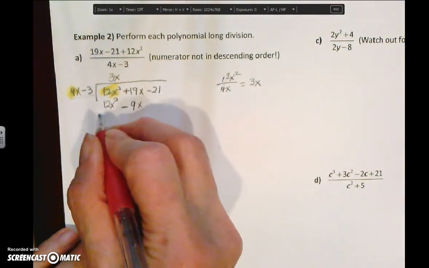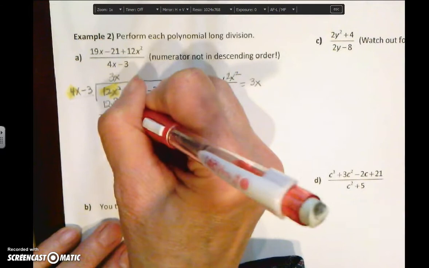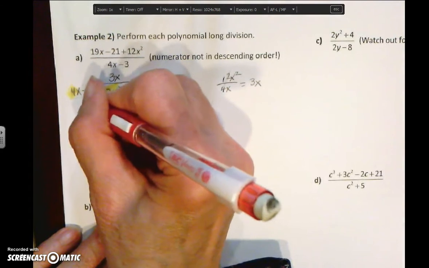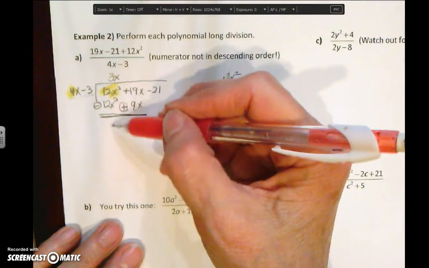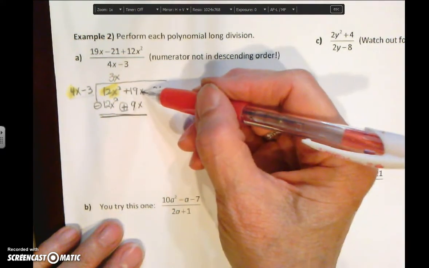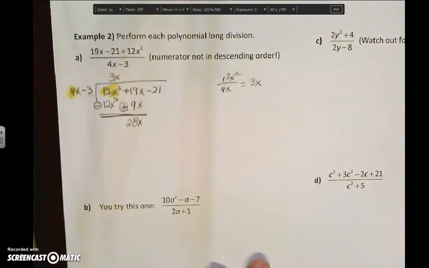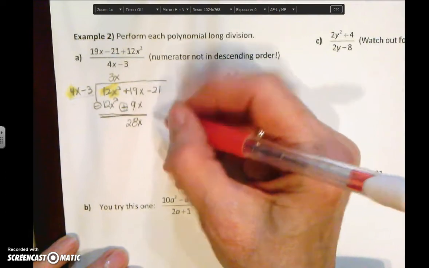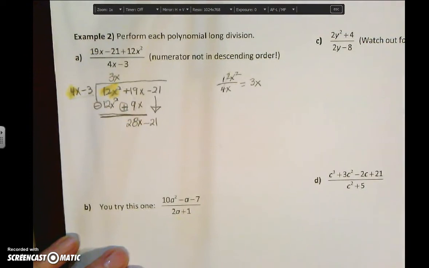So what I'm going to do is draw this line, and I'm going to change the signs. And when I change this minus to a plus, I'm going to circle it to remind me that I've already changed it. This is a plus, so I'm going to change it to a minus. This is going to add to be 0, so I'm not going to write it. And then I have 19x plus 9x, which is going to give me 28x. So now I've completed the subtraction step, and the last step is to bring down the remainder of the term. So minus 21 is going to come down there.